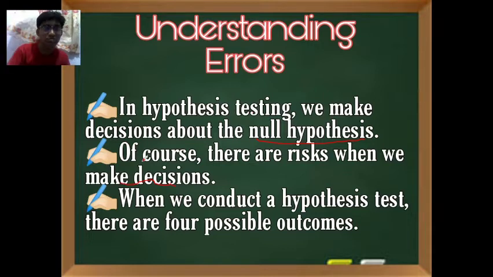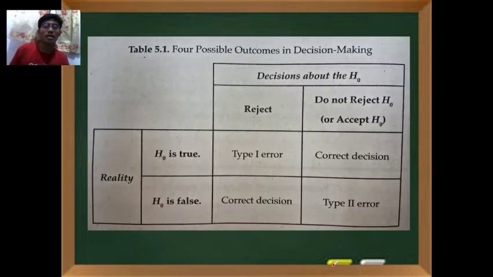When we conduct a hypothesis test, there are 4 possible outcomes. This is the table, which I took from the book: decisions about the null hypothesis, and this is the reality.